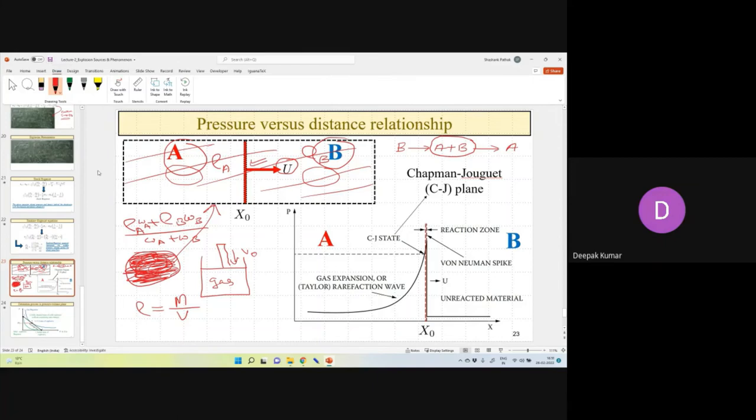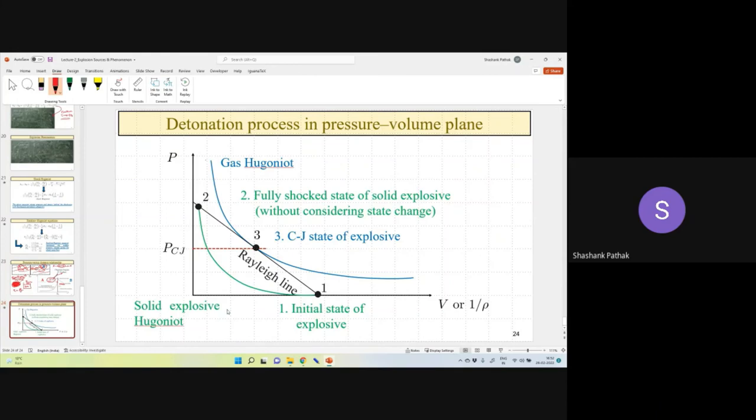Sir, what is the meaning of CJ state? So CJ state is basically this: when your pressure is increasing at this particular location where the shock wave is, just before that, this state has been defined by some scientist, which is telling you that just after this particular state, there will be a sudden spike in the pressure. So basically, they are defining some critical state which is linked with this particular point 3 in the pressure curve.